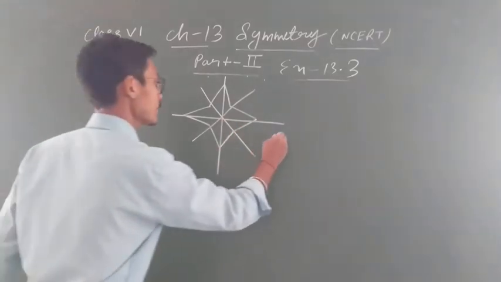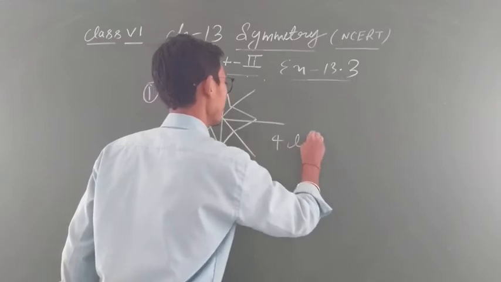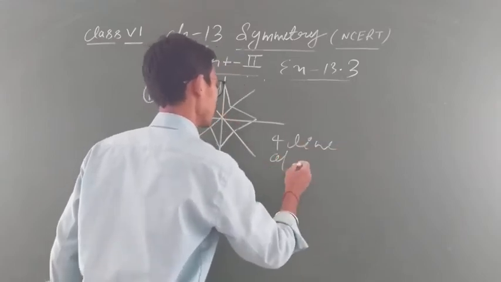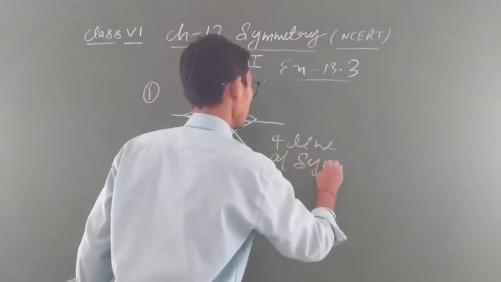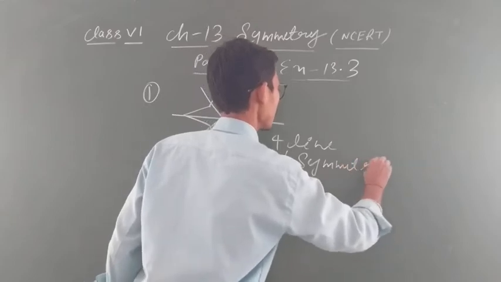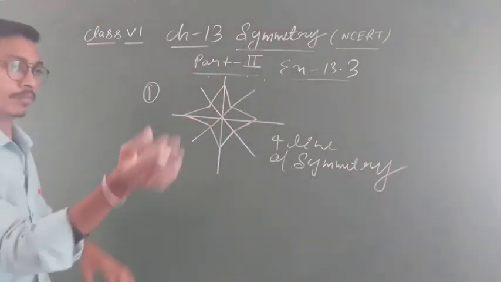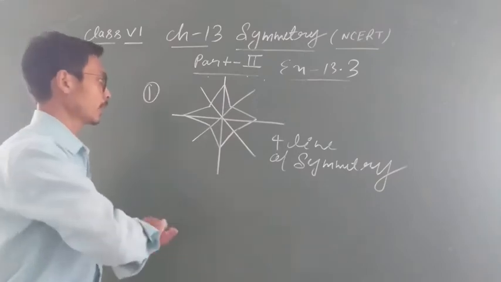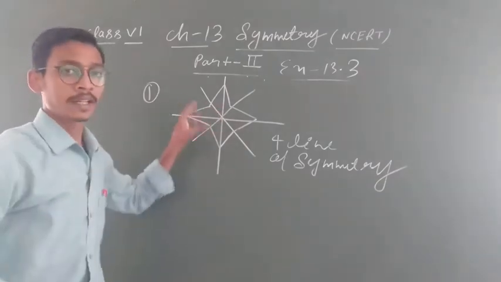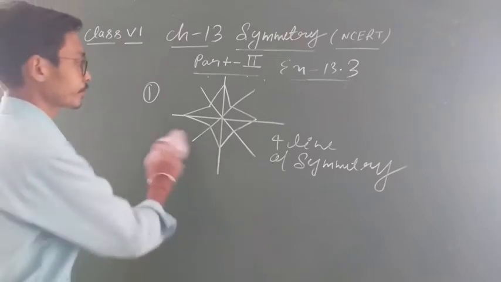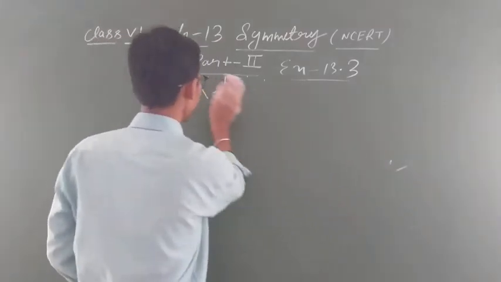How many lines of symmetry does the star have, student? 4 lines of symmetry. And in your copy you will draw very carefully because you can use a ruler, but on the blackboard I cannot use a ruler. I am making it with my hand, ठीक है ना, free hand. तो देखो, this is looking like a star. And how many lines of symmetry, student? 4 lines of symmetry. ठीक है?